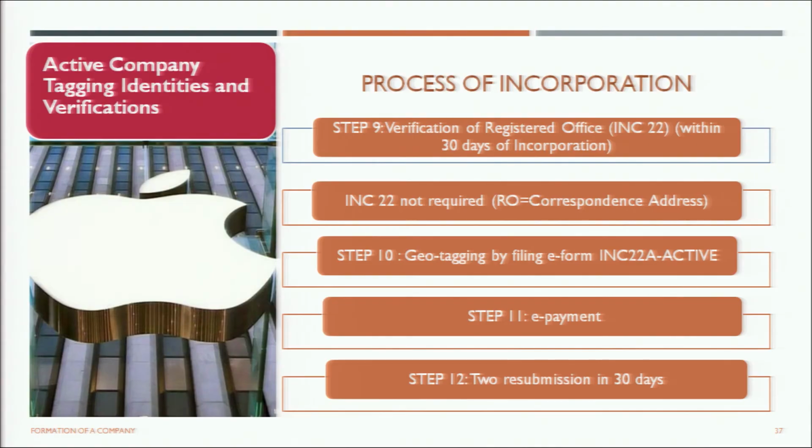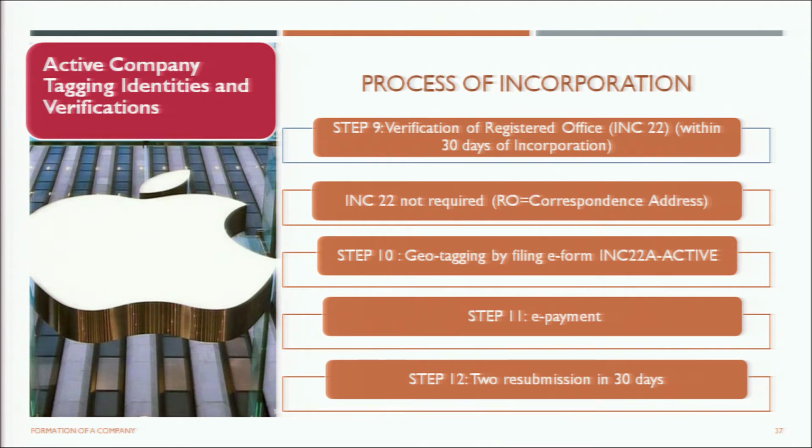Then the next step is to furnish a verification of the registered office through form number INC 22, and this has to be provided within a period of 30 days of the incorporation of the company. However, verification of the registered office is not required to be furnished if the registered office is maintained at the correspondence address of the company. And also now a company is required to furnish INC 22 A active form, which contains the geotagging. So a photograph has to be attached of the premises of the company, of the outside premises and of the inside premises of the company, with at least one director or key managerial personnel in sight.